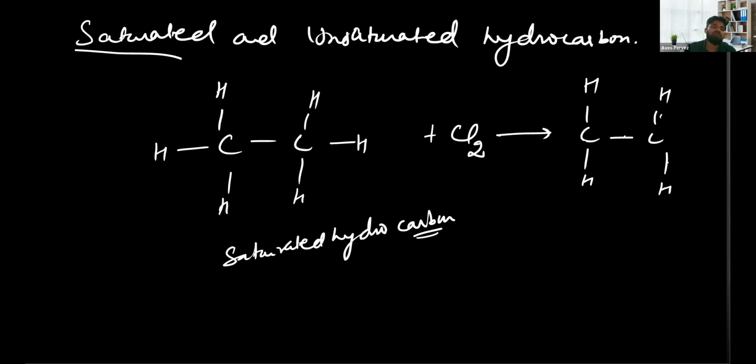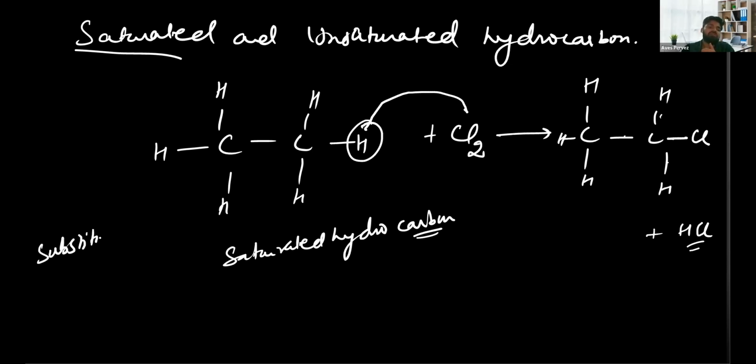So if it reacts with chlorine, what would happen? It will remove one of its hydrogen atoms. Let's suppose this hydrogen atom is removed from here, and one chlorine atom will combine here, and the removed hydrogen atom and the remaining chlorine atom will combine together and form HCl. Since this hydrocarbon has utilized its full combining capacity, a substitution reaction will take place. Substitution means that if we need to add something, we need to replace something from it.